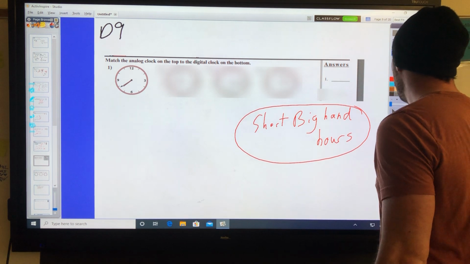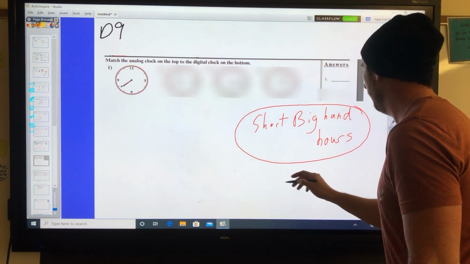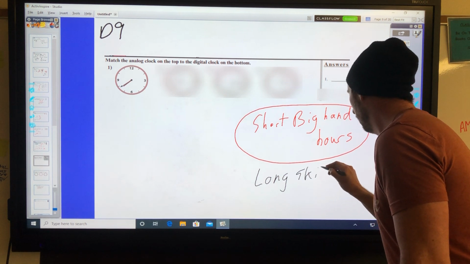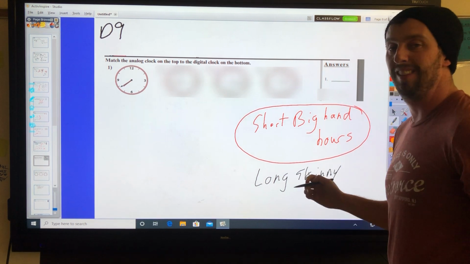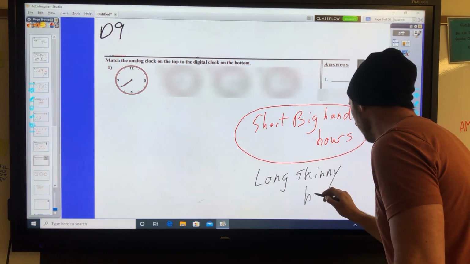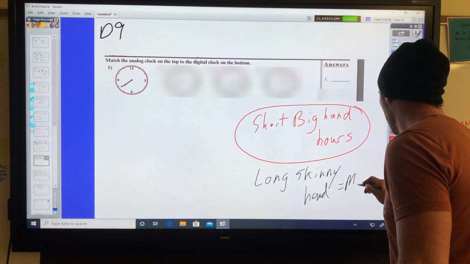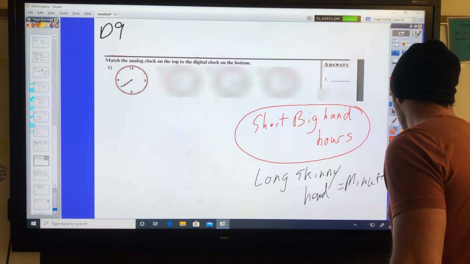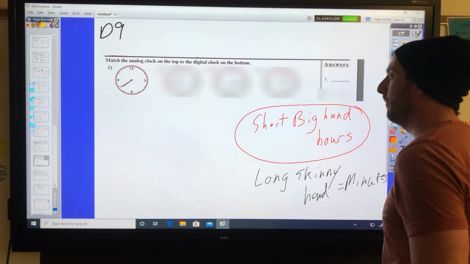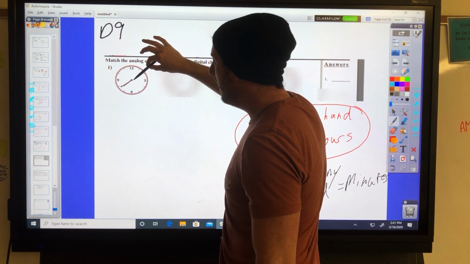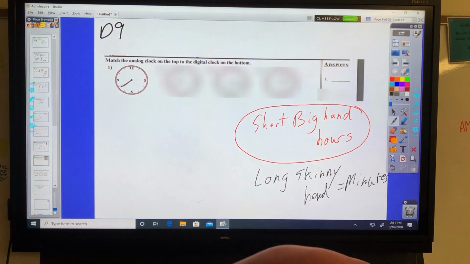The long skinny hand is the minutes. Writing on this is terrible. All right, so I see that big skinny hand, whoa, there it goes, dropped it.